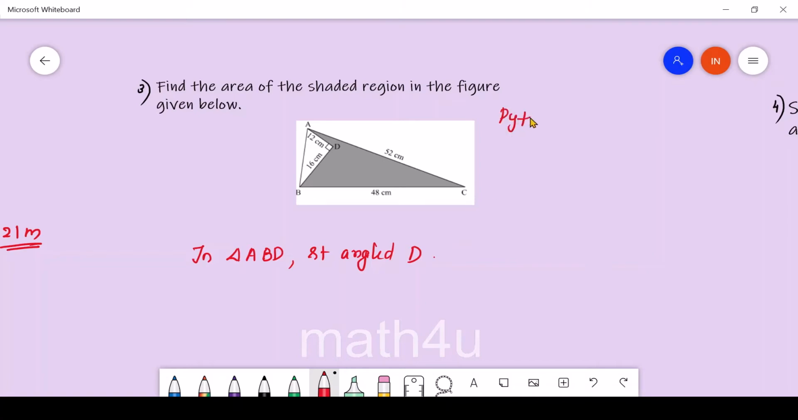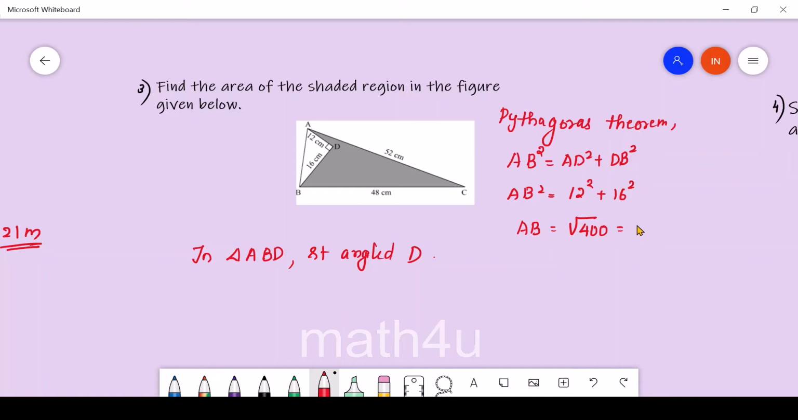Pythagoras theorem, you all know about Pythagoras theorem, right? How can we apply? Here AB square, AB is the hypotenuse, right? Opposite to the angle D. AB square is equal to AD square plus DB square. So that AB square, we can substitute the values for AD and BD. So 12 square plus 16 square. So when you solve this, you will get AB is equal to root 400, that is equal to 20 centimeter. Now you got AB also. We have AB as 20 centimeter now, right?